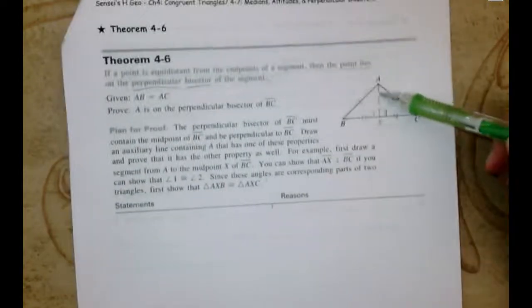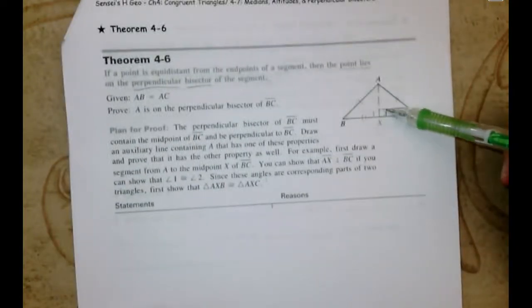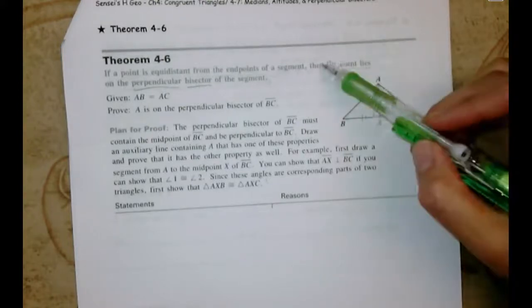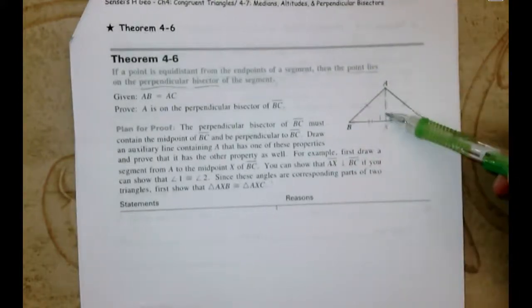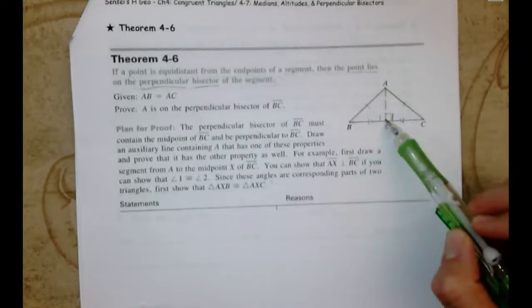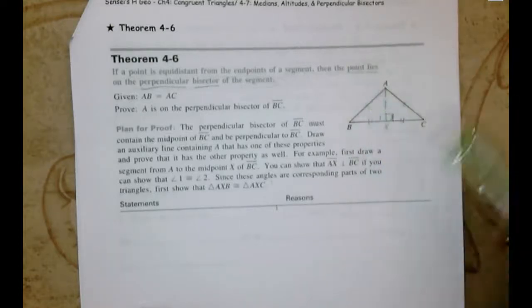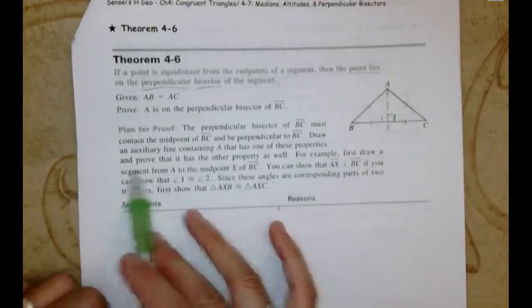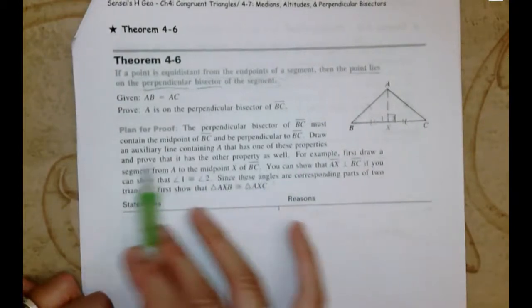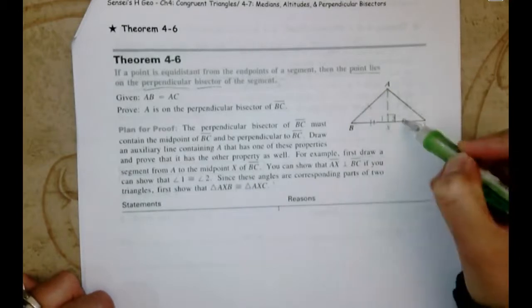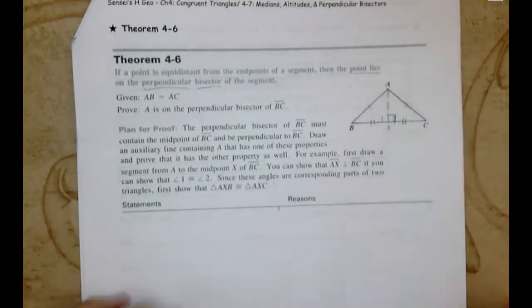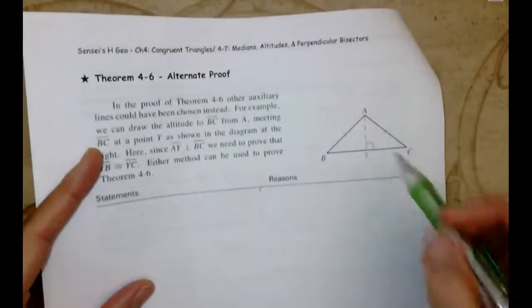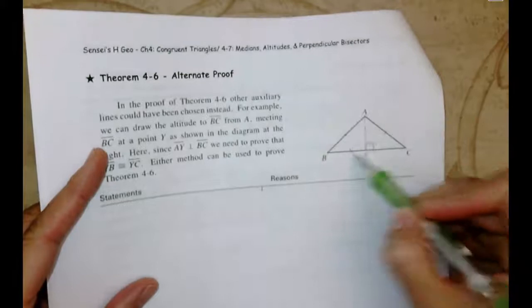So draw a line that is a midpoint, and then you prove that it's 90 degrees, then you have proven this. Or you can draw a line that is 90 degrees from A, and then you prove that it's a midpoint, and you have proven this. That's what this is saying. Okay, so here it's saying, for example, draw a segment from A to the midpoint X. So this is starting with this, and proving this. And then on the next page, there's another one that says, you start with 90 degrees and prove this. Okay, so we do both.